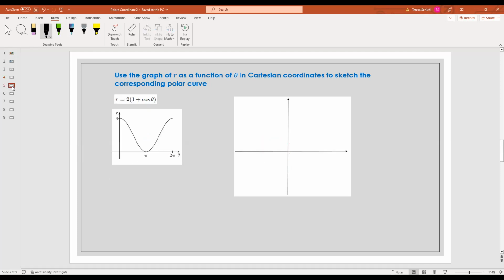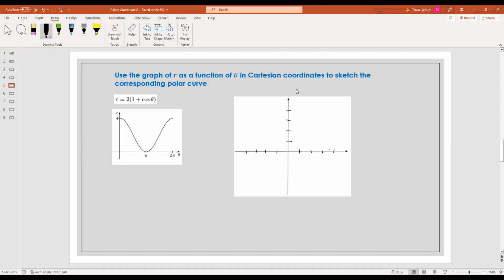The next one is here. This is 2 times 1 plus cosine theta. Let's do the same thing. So it's 1, 2, 3, 1, 2, 3, 4. Okay, now let's take a look at these ones here.